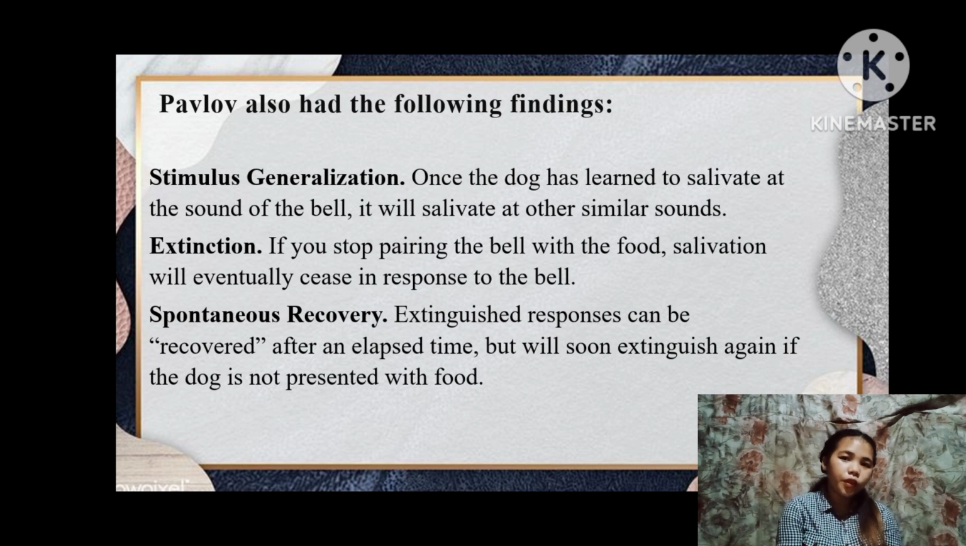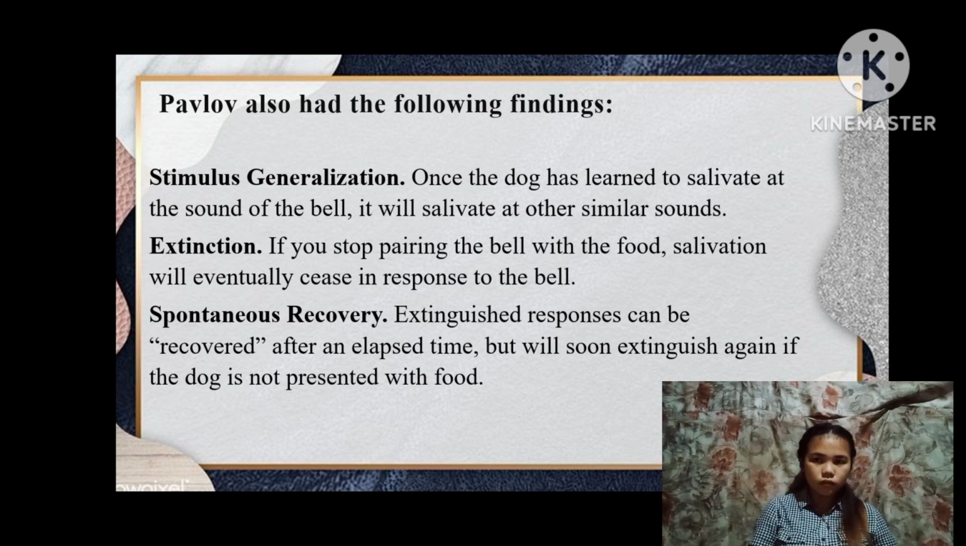Pavlov also had the following findings. First is stimulus generalization. Once the dog has learned to salivate at the sound of the bell, it will salivate at other similar sounds. The dogs had learned the concept of the sound of the bell, so they respond with salivation quickly. Once they hear sounds similar to the bell, they generalize and respond with salivation. That is why it is called stimulus generalization.